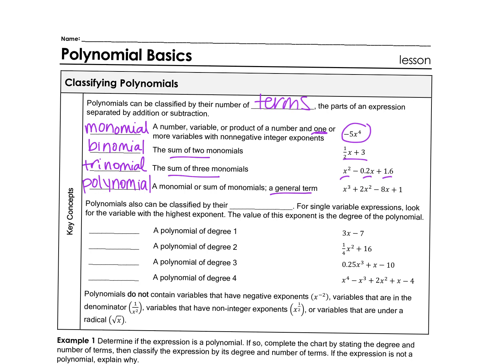Polynomials can also be classified by their degree. For single variable expressions, look for the variable with the highest exponent. That's what a degree is, the highest exponent on a variable. The value of this exponent is the degree of the polynomial. Here, a polynomial of degree 1, notice we have a variable and that exponent is a 1. This is called linear. We already discussed this.